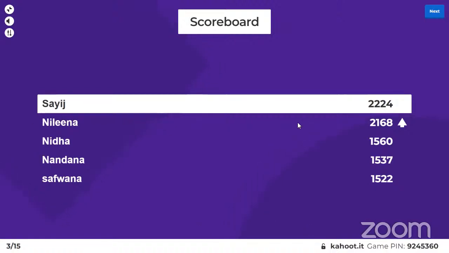Sai has just come to the top spot with 4 points, and second spot goes to Nilina. Third spot goes to Nida. Fourth spot goes to Nandana. We have 3 ends here. Top and bottom we have S, and middle we have 3 ends. Fourth spot goes to Nandana, and fifth spot goes to Safwana. So that's how it is. No climbers this time. So moving on to the fourth question.